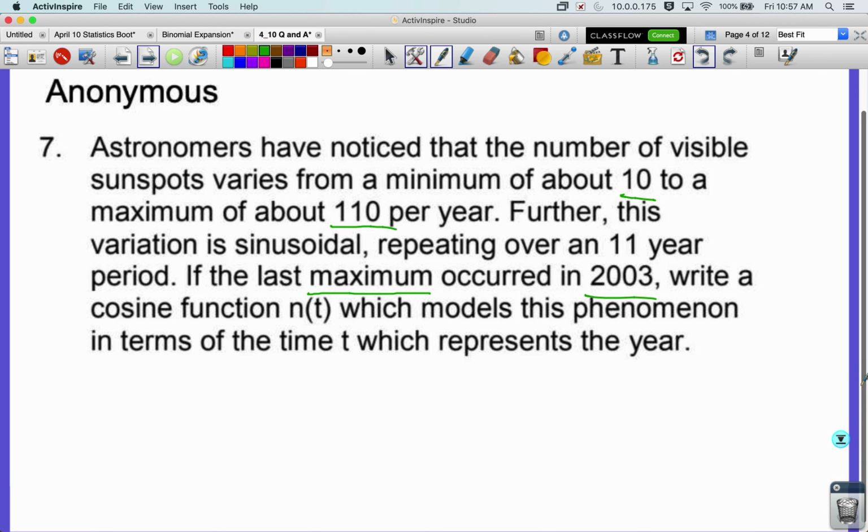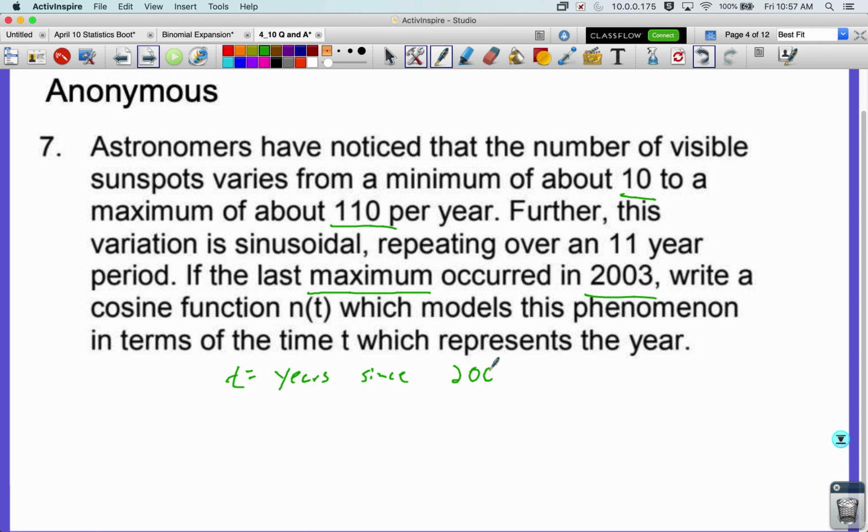So I think it would make sense for t to be years since 2000.